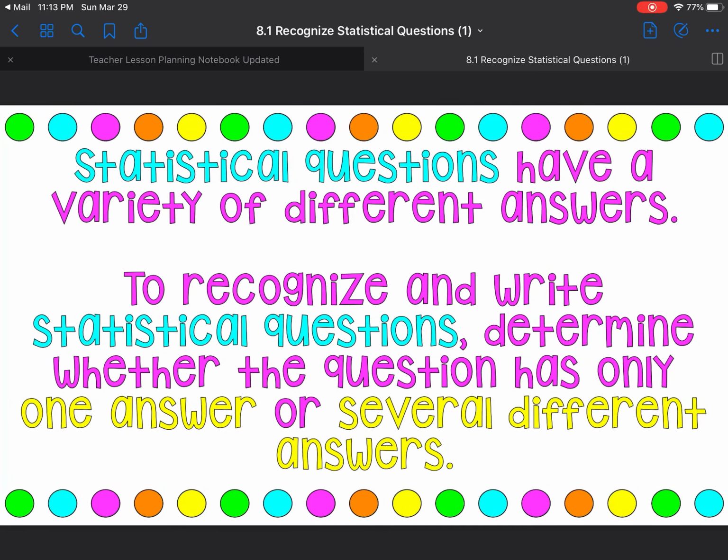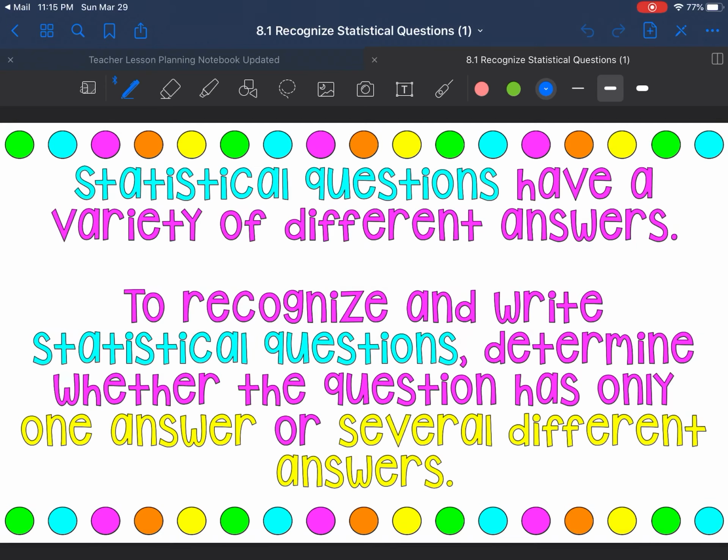So let's first define what is a statistical question. Statistical questions have a variety of different answers. To recognize and write statistical questions, you have to determine whether the question has only one answer or several answers. If it has one answer, it is not statistical. If it has several different possible answers, it is statistical.